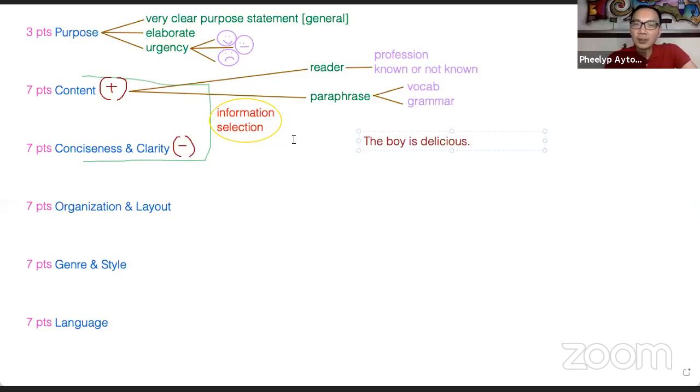You have a sentence, the boy is delicious. What would you say is another way to say the boy? Pwedeng he. Okay. Ano pa?